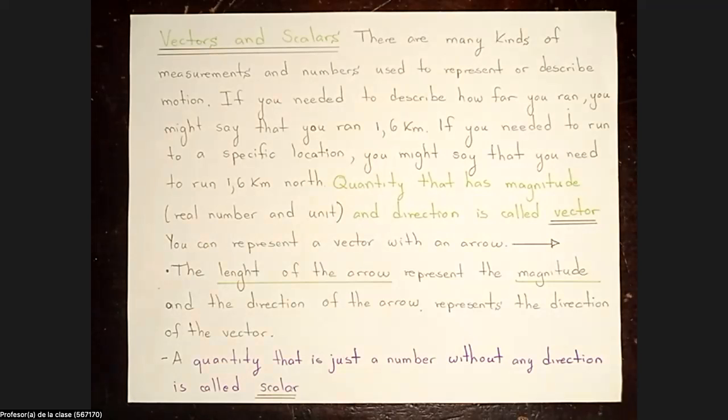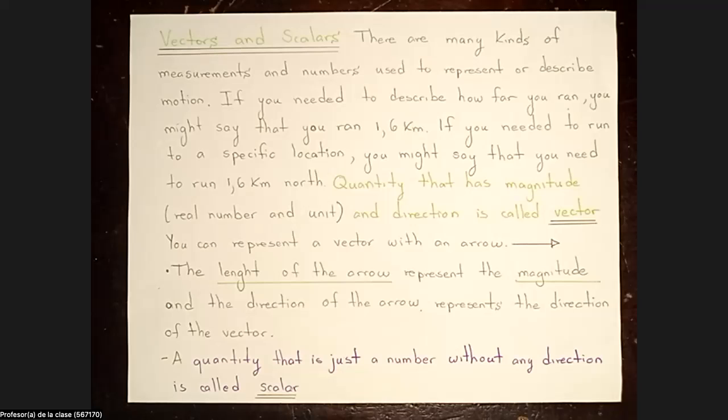And next to the magnitude, we have a direction, okay, that will be called a vector, okay? You can represent a vector with an arrow. That is very important, okay? An arrow.